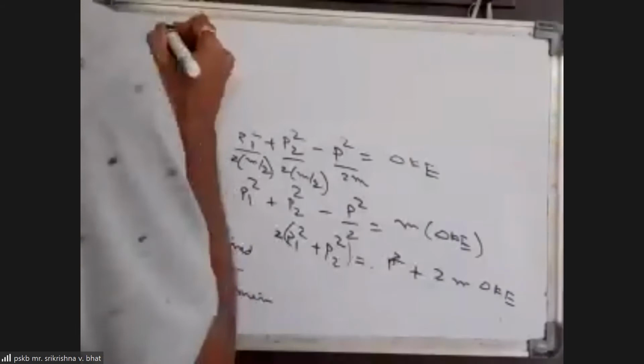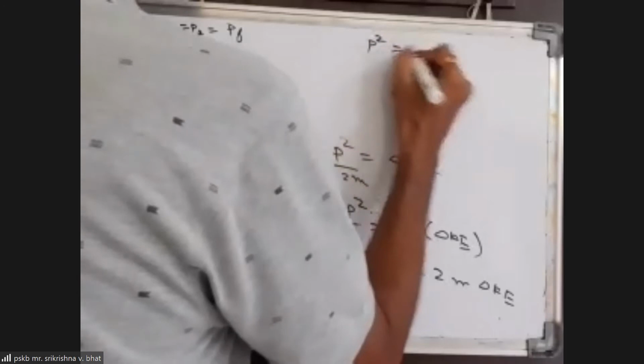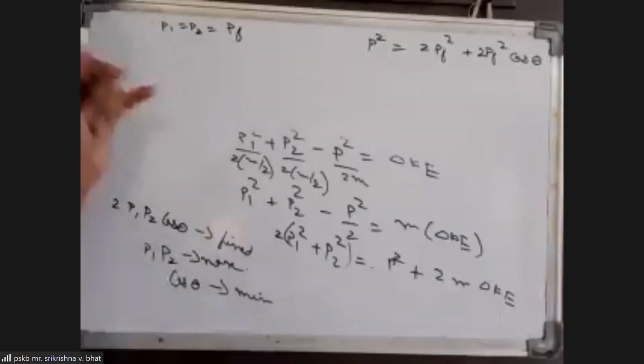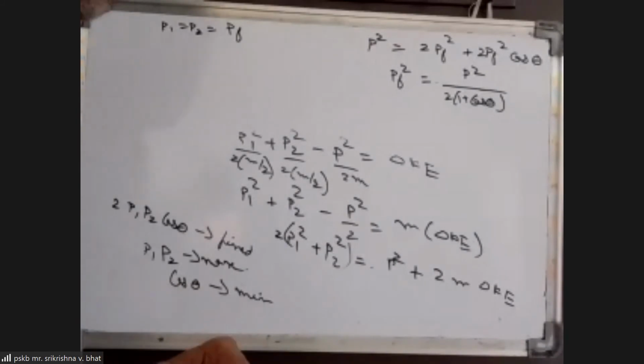So I'll start by taking P1 and P2, both equal to some PF. Then I get one equation: P square equals 2 PF square plus 2 PF square into cos theta, because P1 and P2 are equal anyway. From this we get PF square equal to P square by 2 into 1 plus cos theta. Okay, PF square is this.